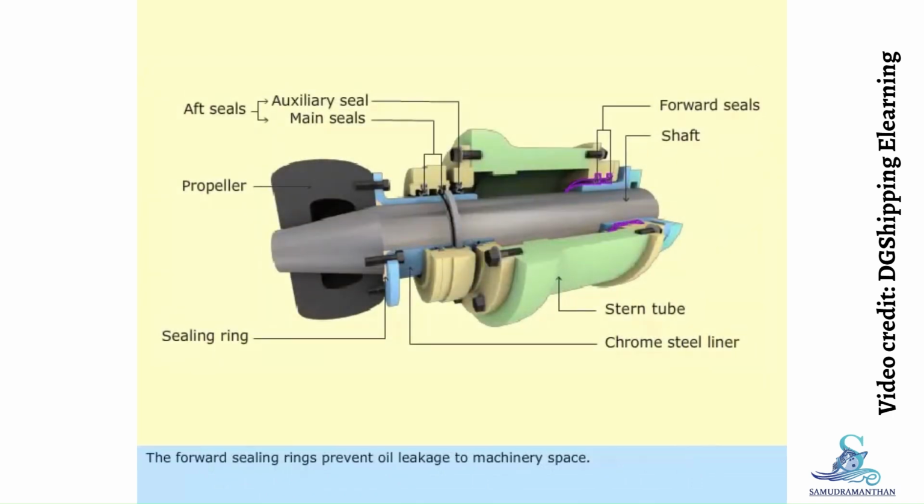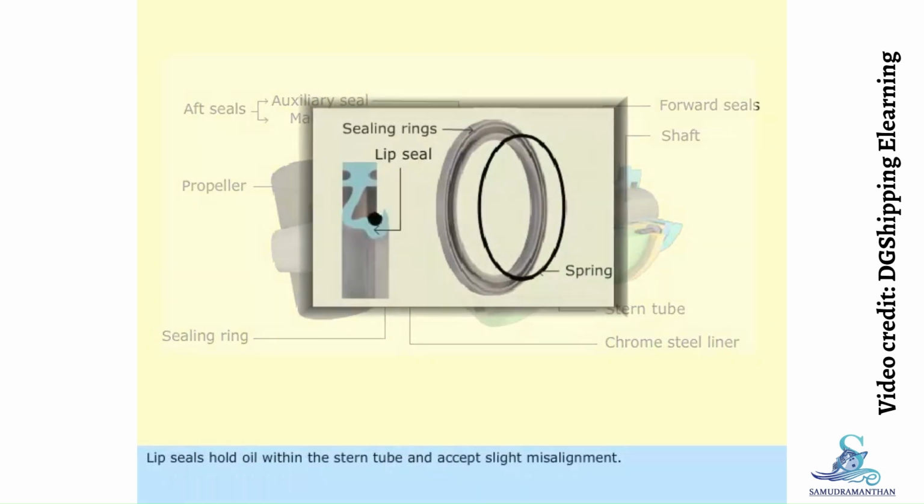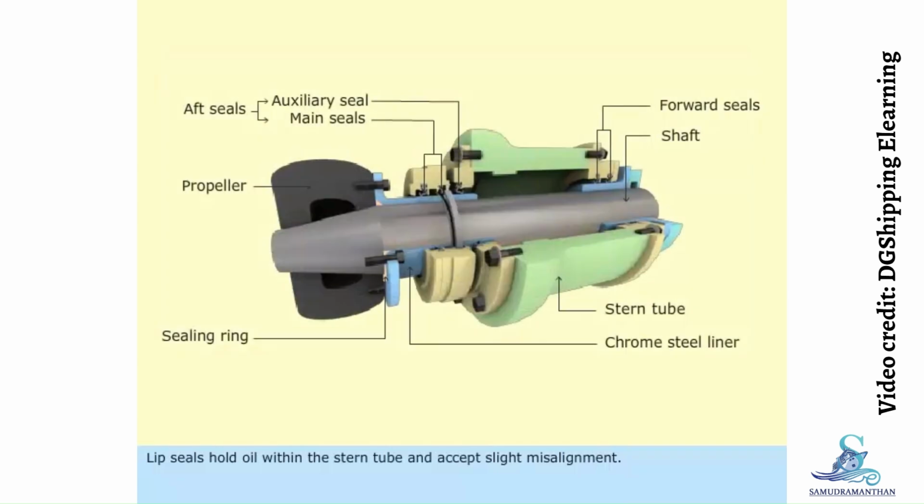The forward sealing rings prevent oil leakage to machinery space. Spring load and oil pressure of the system. Lip seals hold oil within the stern tube and accept slight misalignment. The elastic lip of each nitrile rubber seal grips the short chrome steel liners.